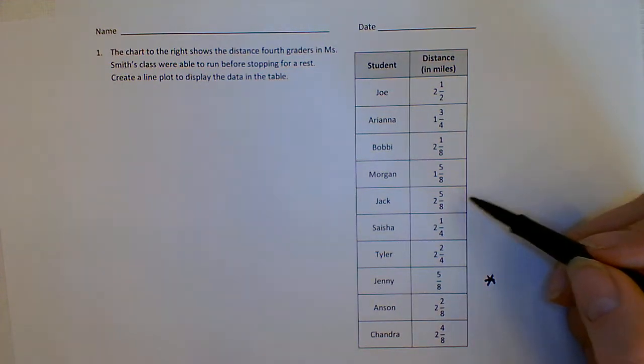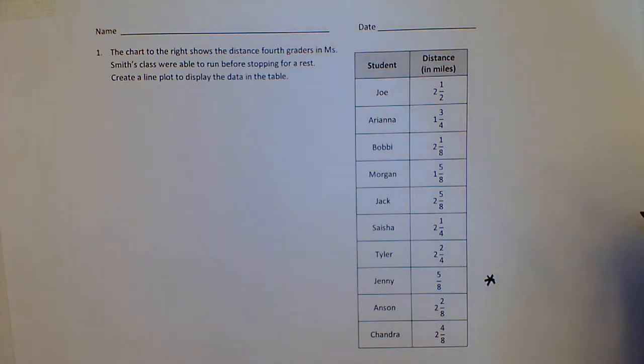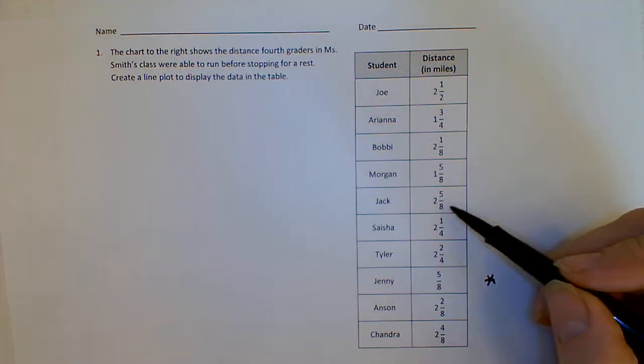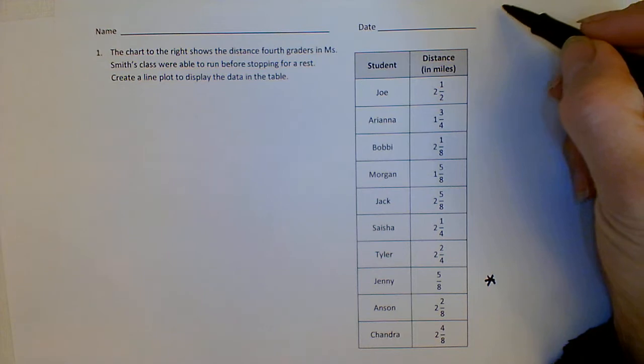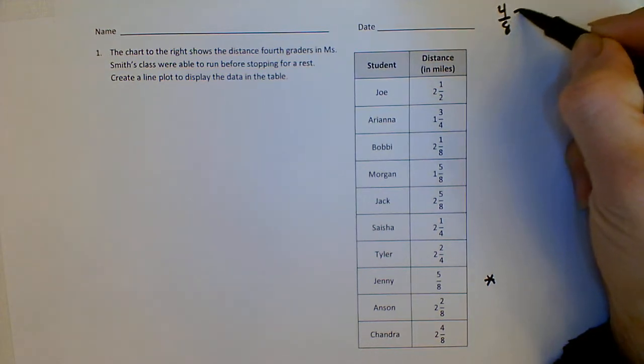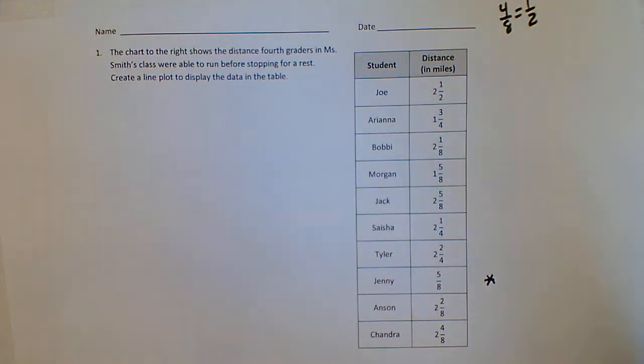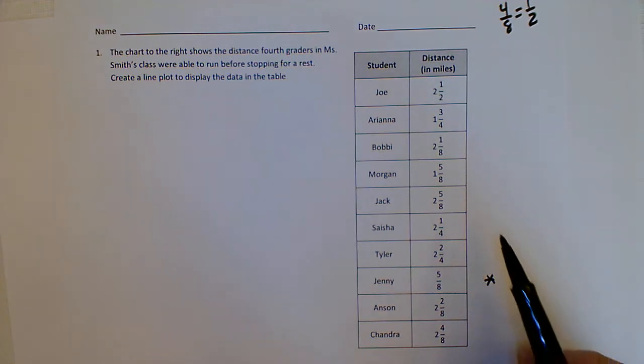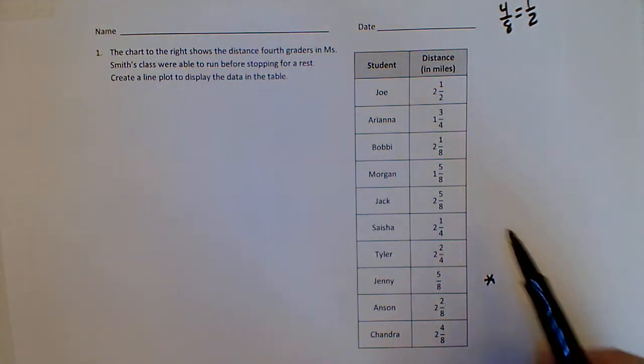How do I know that? I know that because 5/8 is larger than 1/2. So if I were comparing those, I would know that. How do I know that? Because half of 8 is 4. So I know that 4/8, and I'll just jot that up here for us, I know 4/8 is equal to 1/2 because 4 is half of 8. So 2 5/8 is going to be larger than 2.5.